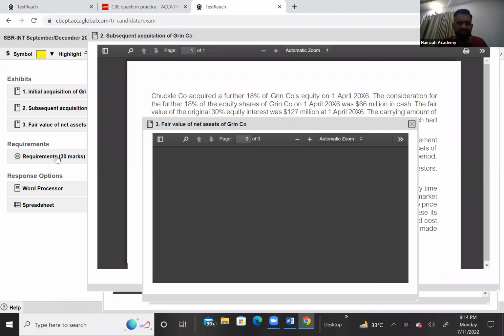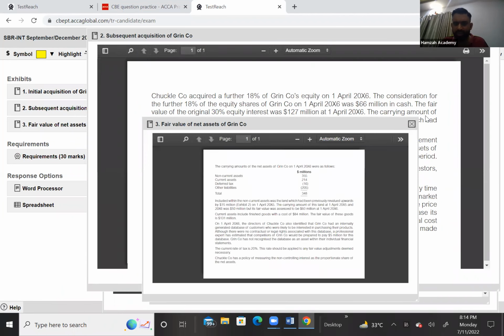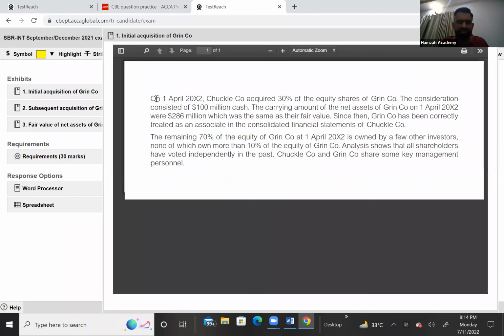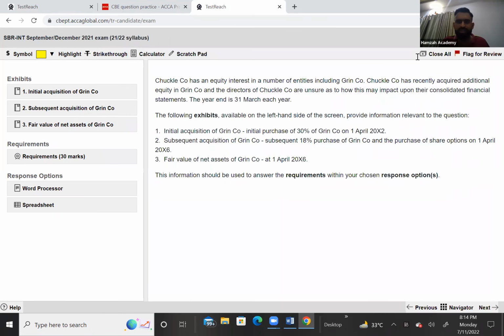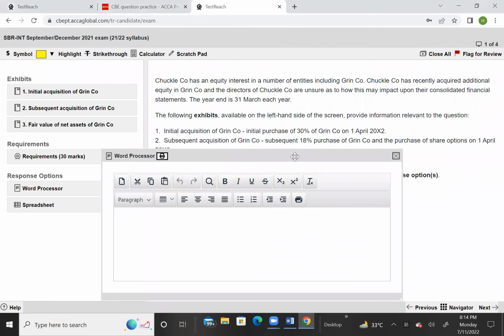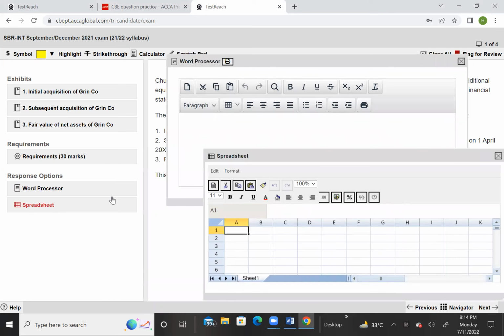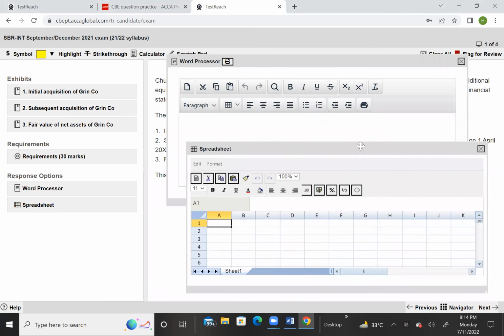Then similarly Exhibit number 3, and then you have the requirement and additional information. So when you have read the question and the requirements, then you have the response option. Here the response options are basically answer sheets. In this question we have 2 response options: one is word processor and one is spreadsheet. We will use both, but it is up to the student to decide when to use the spreadsheet and when to use the word processor. But let me guide you on one thing.